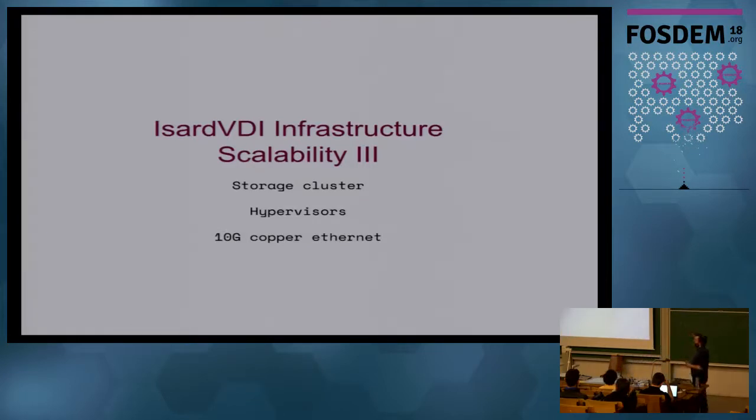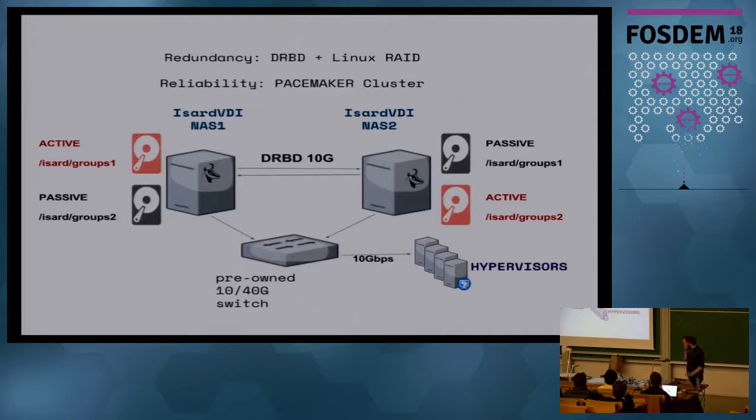And when you have a big infrastructure, where you want to deliver the virtual desktops, you need to set up a cluster for reliability, a pool of hypervisors, and you need 10G copper Ethernet or fiber Ethernet to bring all this traffic to your classrooms. Our solution, as we don't waste a lot of disk space with our desktops, was to set up a DRBD between two NAS servers that have the hard disks. These two servers keep data synchronized with DRBD.